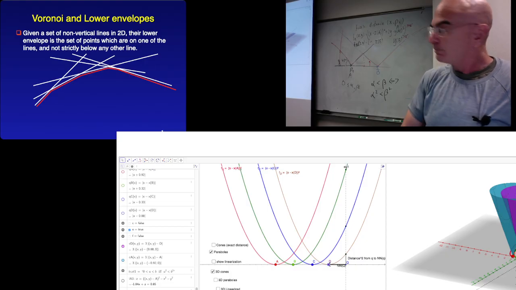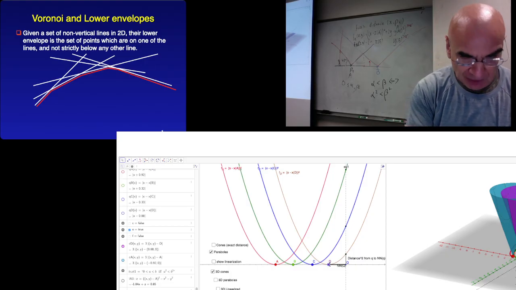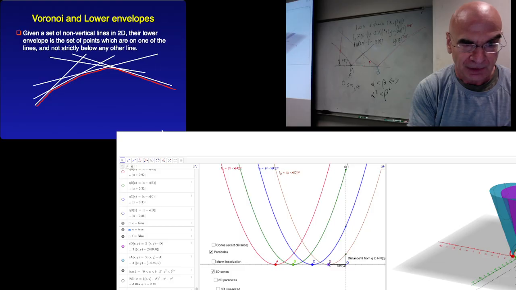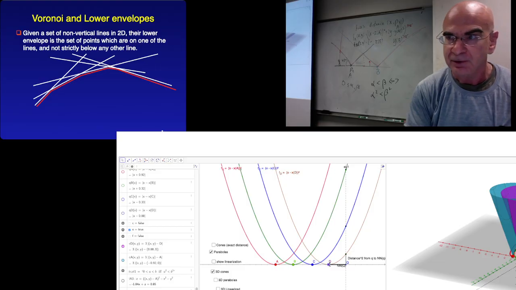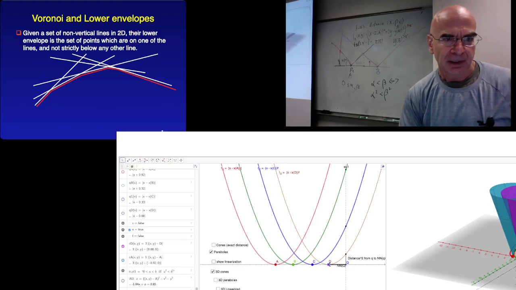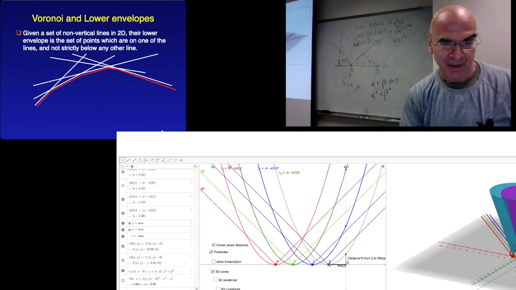Everybody agrees? I just replaced it with a parabola. What will happen if I hit Control T? I'm going to be very sorry. No effect. I cannot increase it in real time.